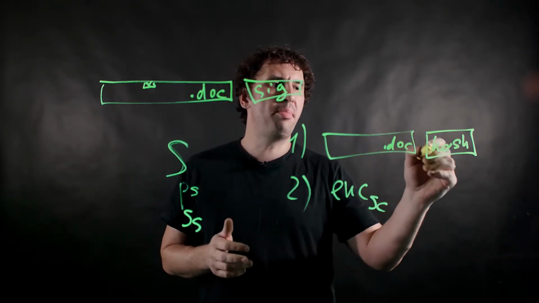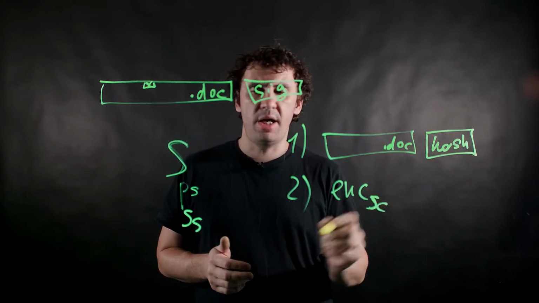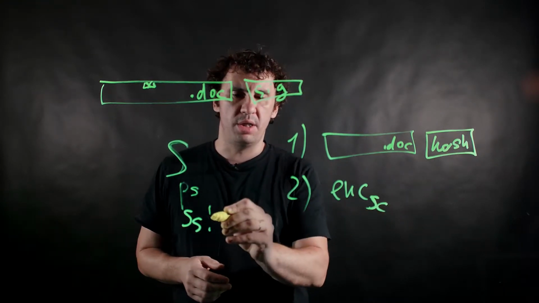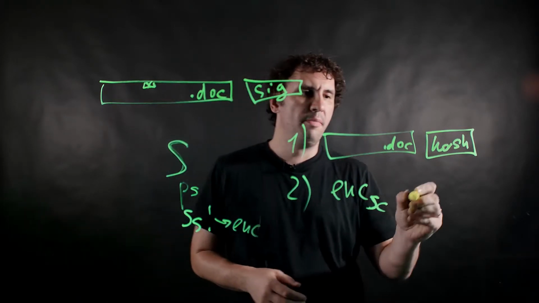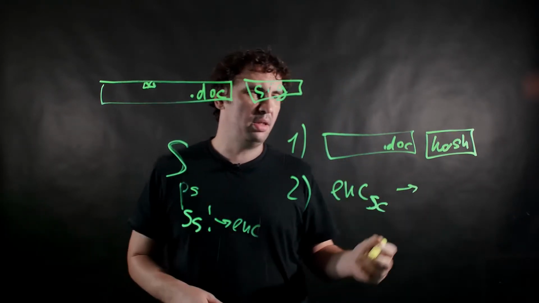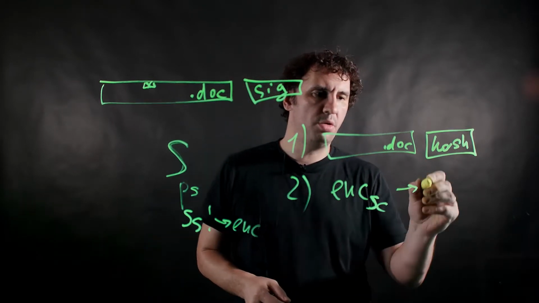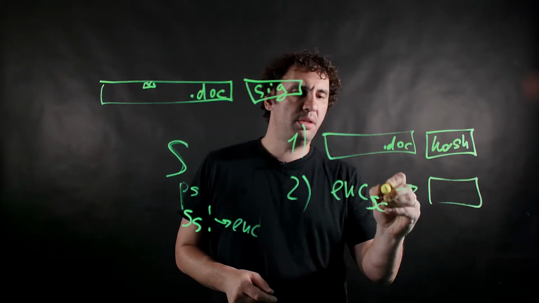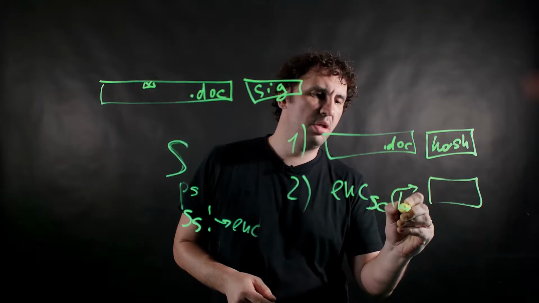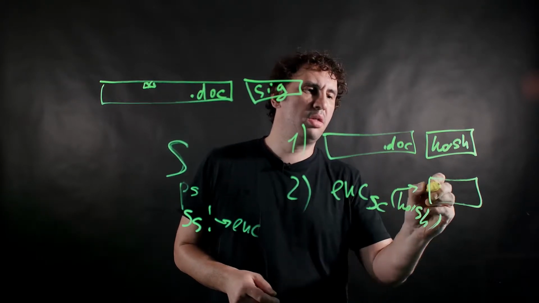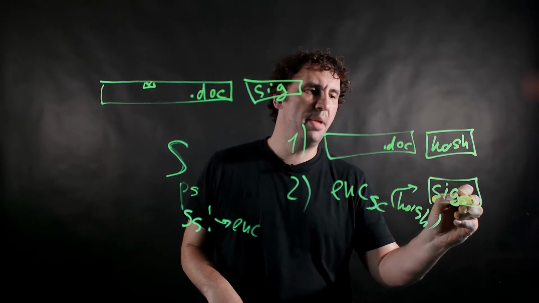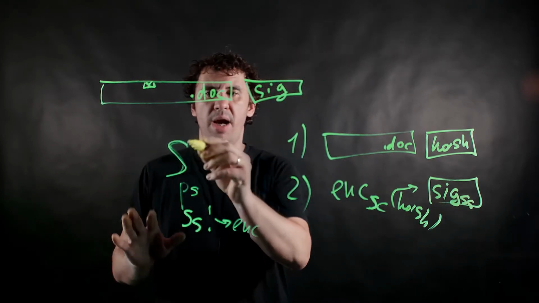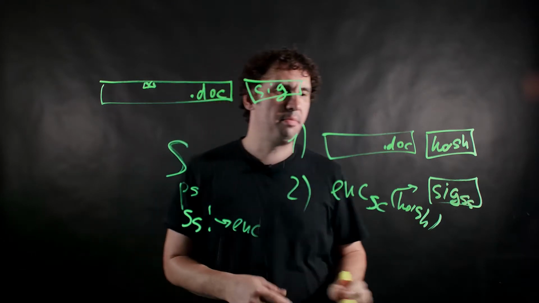Here, I encrypt my hash with my secret key, and it's important. I use the secret key for encryption. It's strange, but I'll explain later why we are doing so. And this encrypted hash I call the digital signature. This is my signature, made by Sergey's secret key.